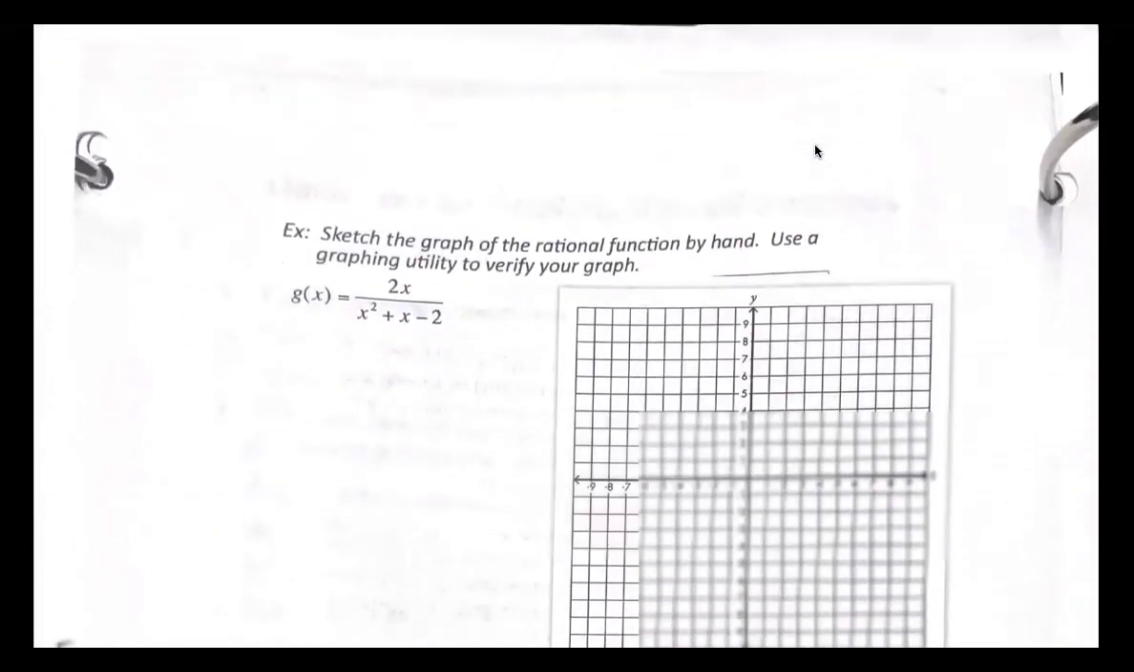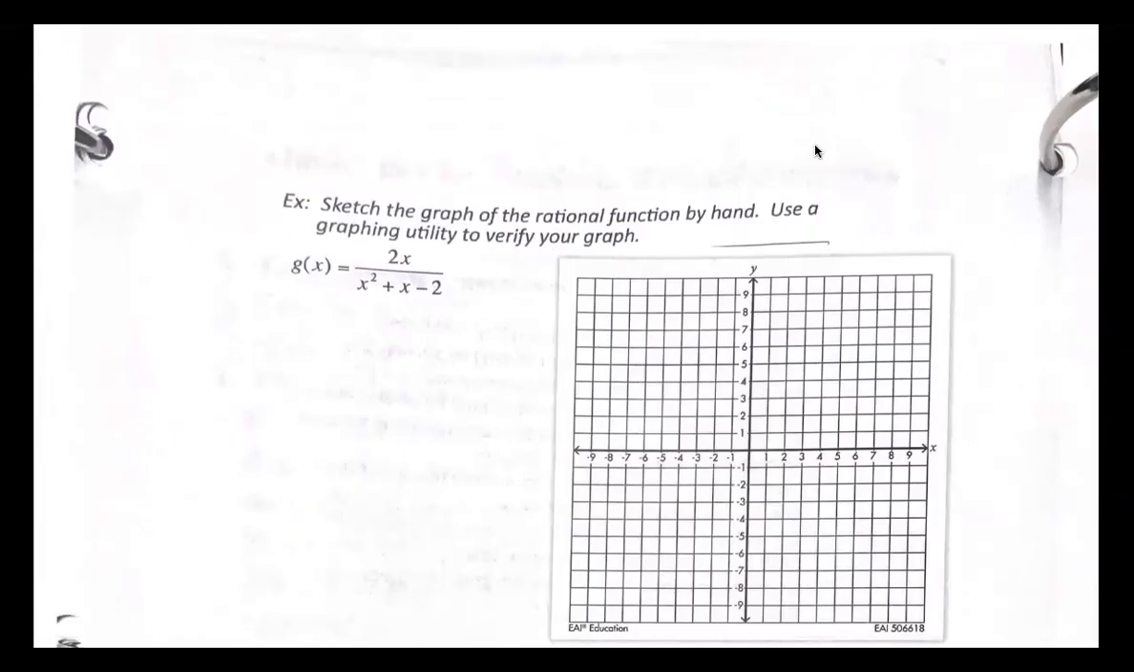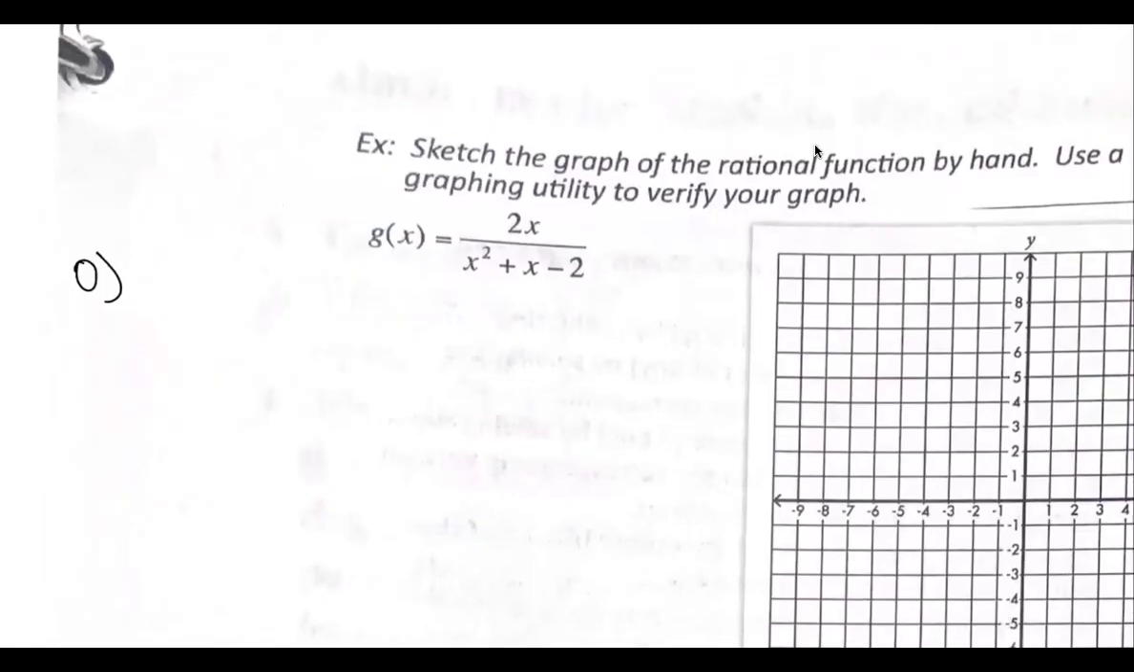Okay. So let's do this one: 2x over x squared plus x minus 2. So we're gonna follow the steps. Step 0, find the domain. This is gonna come up a lot in the next one. So not this one particularly, but for the next one.